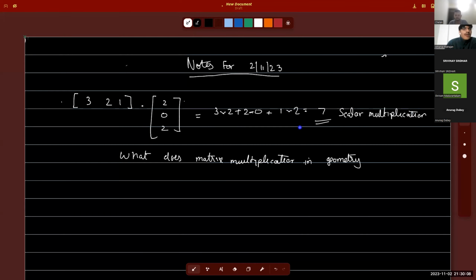We'll just assume that this thing is called dot product, and what this means is that I am taking a projection of one of the vectors onto the other vector, and I'm reporting the distance.